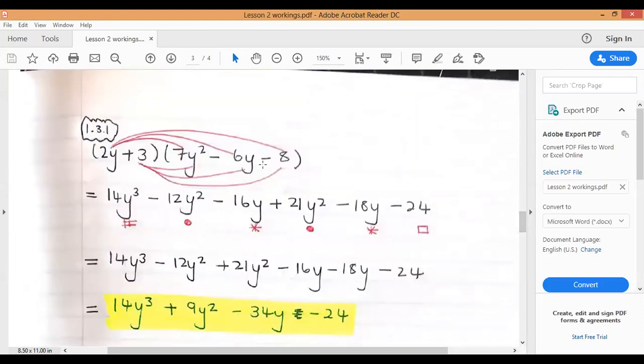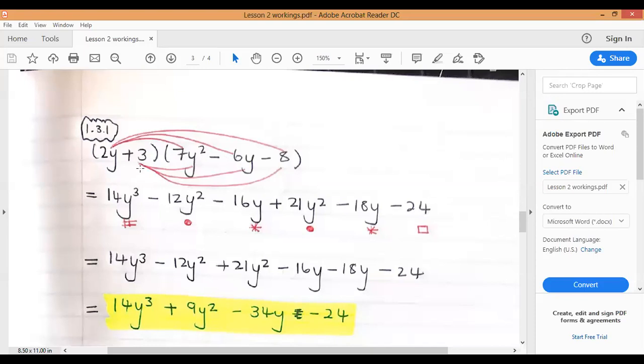Now, okay, guys, here we are simplifying. Here you are multiplying a binomial with a trinomial. They love this question, right? You need to be able to do this. So you need to say 2y multiplied by 7y squared, 2y multiplied by negative 6y, 2y multiplied by negative 8. Then 2y multiplied by 7y squared is 14y cubed, because 2 times 7 is 14. Then 2y multiplied by negative 6y is negative 12y squared. Then 2y multiplied by negative 8 is negative 16y.